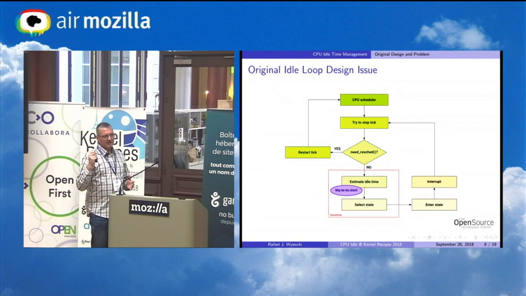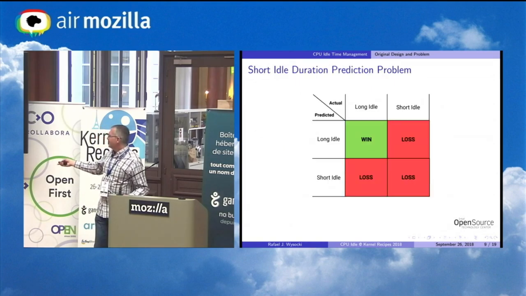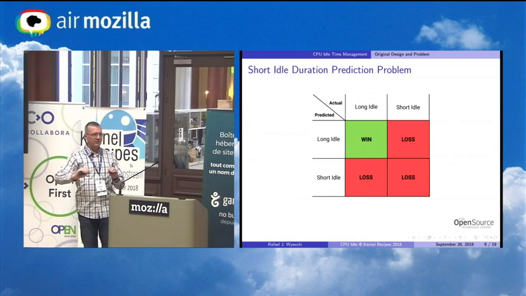But last year, people started to complain about the other case, which is this case, where short idle is predicted, but the idle time actually turns out to be long, in which case the CPU stays for a long time in this shallow idle state.